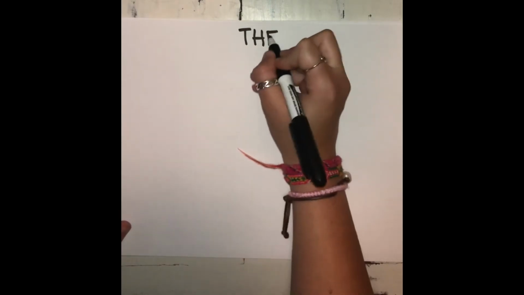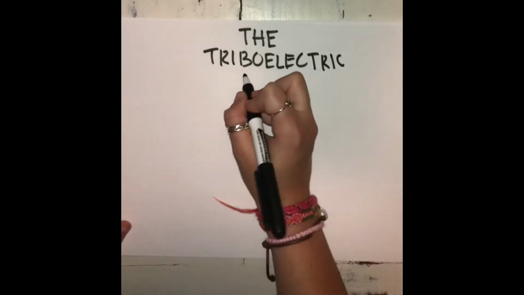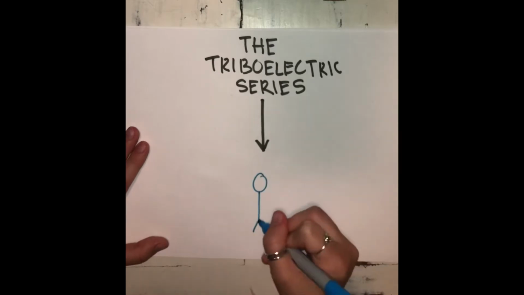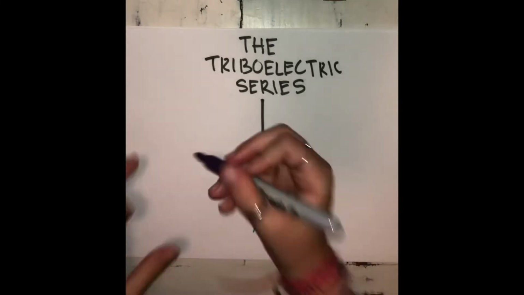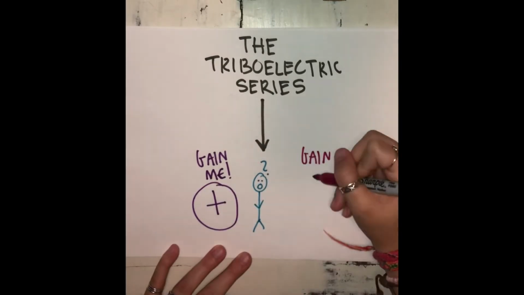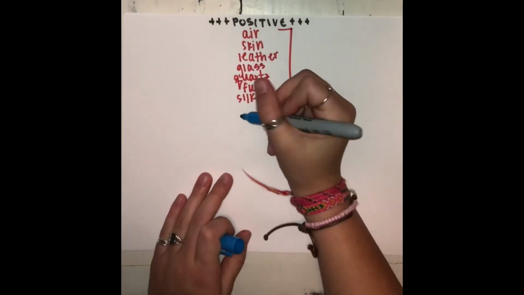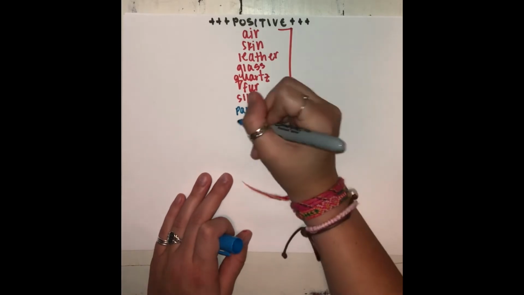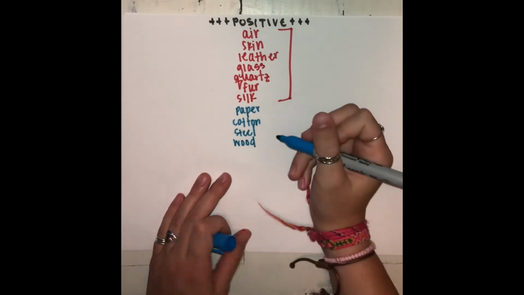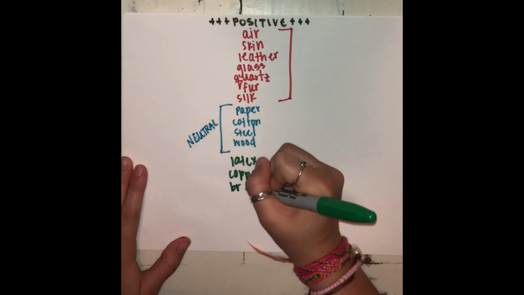The triboelectric series shows that when you're experimenting with different materials, you find that some gain positive charges when they're rubbed, some gain negative charges, and some materials will gain more charges than others. You can rank these in order according to the charge they gain. On the positive side, we have air, skin, leather, glass, quartz, fur, and silk. For neutral, it's paper, cotton, steel, and wood. And for the negatives, it's latex, copper, brass, silver, gold, and saran wrap.